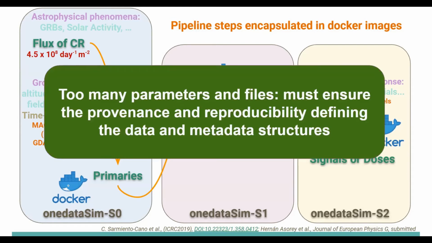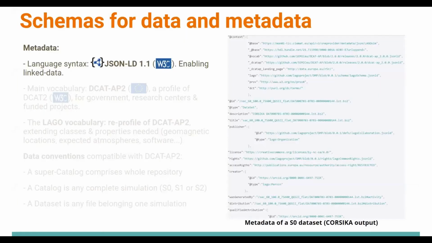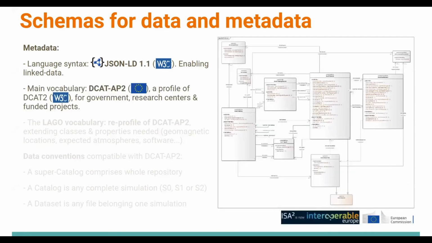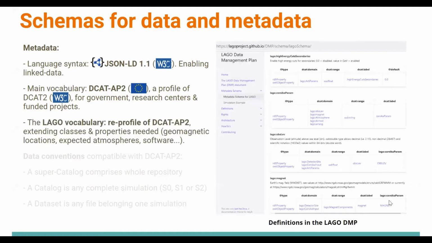To correctly standardize the computation, we must carefully choose metadata schemas and data structures that allow linking data and provenance. The first one is the language syntax. We choose JSON-LD, the current standard for linking data, more flexible, easy, and powerful than RDF. The vocabulary will be DCAT-AP 2, a profile of DCAT 2. It should be mandatory for European repositories. We have reprofiled DCAT to incorporate the classes and properties needed for LAGO computation.